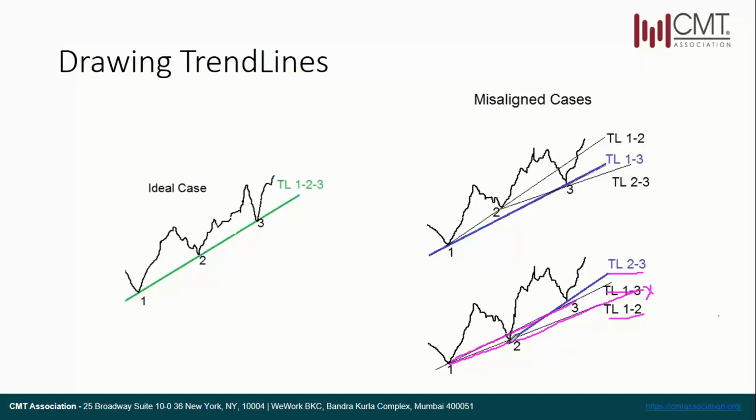But in this particular case, if we take trend lines 2 and 3, this is much more early in nature, I would say. It is faster in nature, and in case there is a breakdown going forward in time, we will be able to identify the reversal much earlier in comparison to trend lines 1 and 2.